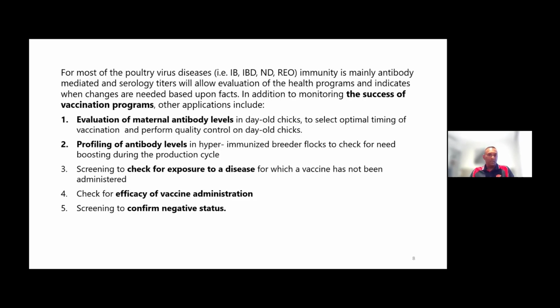perform quality control. In day-old chicks, profiling of antibody levels in hyperimmunized breeder flocks will tell us if we need to boost further in production cycles, or if there is no need to boost, or there is no challenge in the production cycle. Screening to check for exposure to a disease if the flock is not vaccinated. This is where it comes in handy.